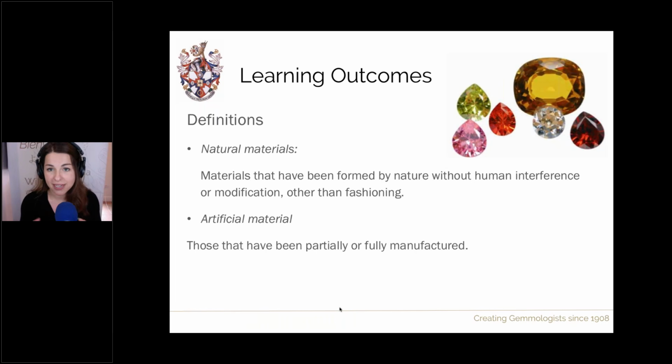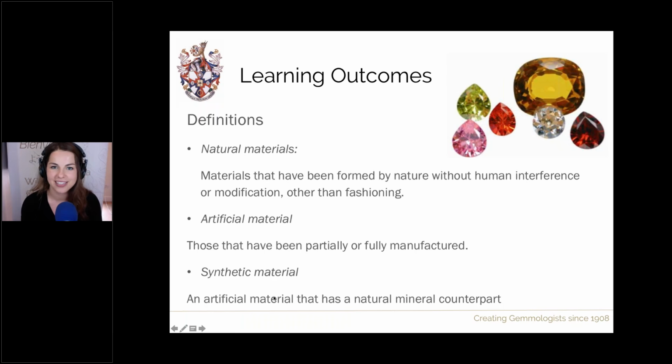So these have been completely manufactured, just as a part of the stone or as a whole. And these can exist in nature and be classed as synthetics, or they can be a whole creation from our imagination as well. Synthetic materials are very particular types of materials, however, that have a natural counterpart. So they have a mineral in nature that has the exact same chemical, physical, and optical properties as the one that's grown in a lab.